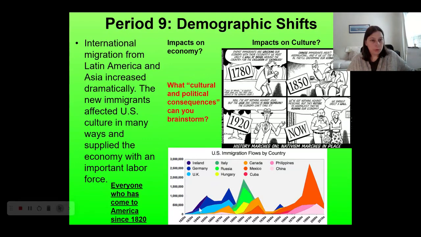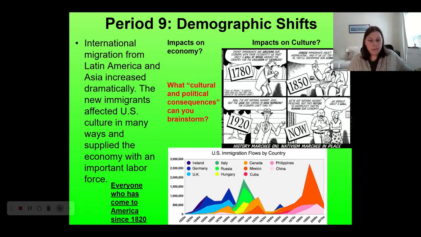So we've talked about three waves in this class. Here's the first one in blue, Ireland and Germany. Here's that middle one, the second one, the new immigrants, in green, Italy and Russia. And then here we are in the third one, a big spike over here, with Mexico as the particularly highlighted country, and then that's China in pink there as well.